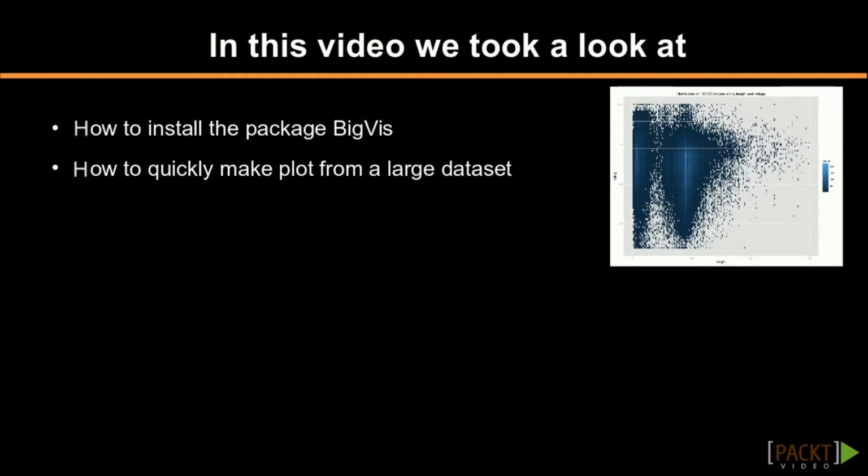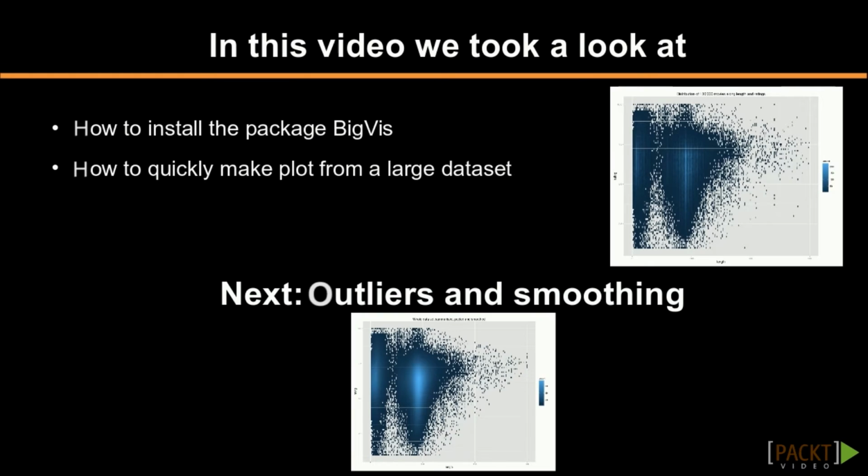We've seen how to quickly plot a very large amount of data thanks to the package bigvis, which produces a summary of the data. bigvis is partially written in C++, which makes it process the data very fast. In the next video, we'll see how to smooth the plot and remove outliers.